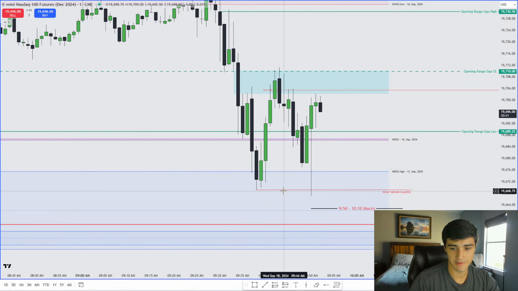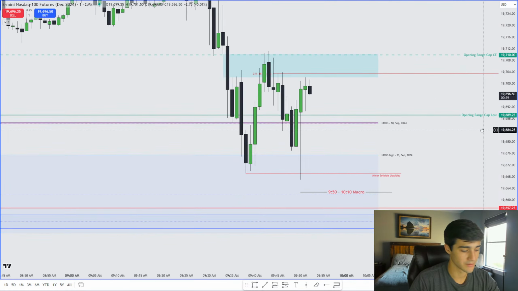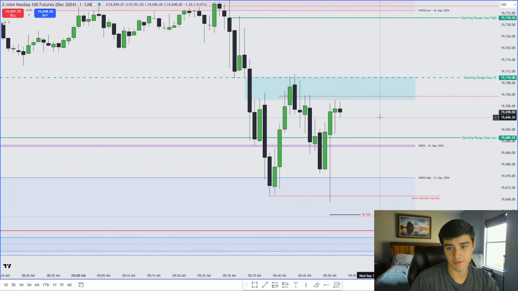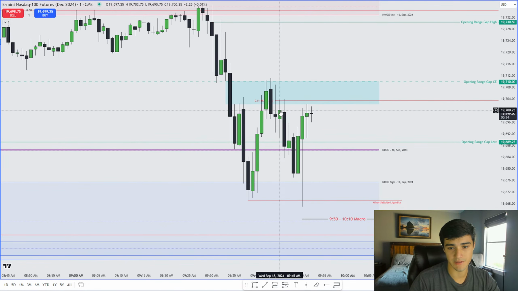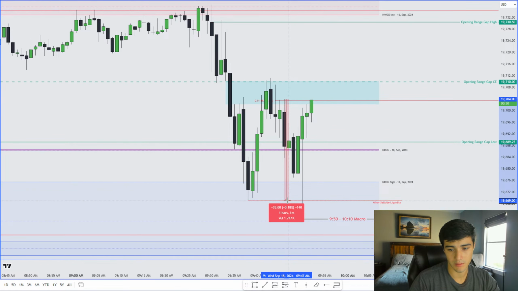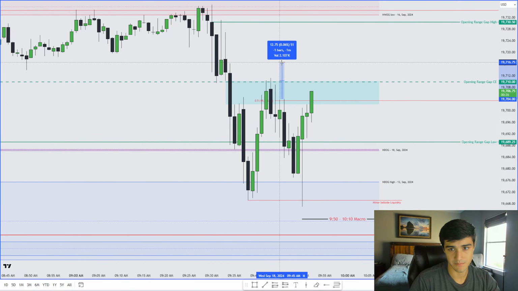So from here to here would have been a nice selling opportunity. Very quick low threshold objective. It's not necessarily in my trade model, but that would have been a quick 35 handles risking 13, 12.